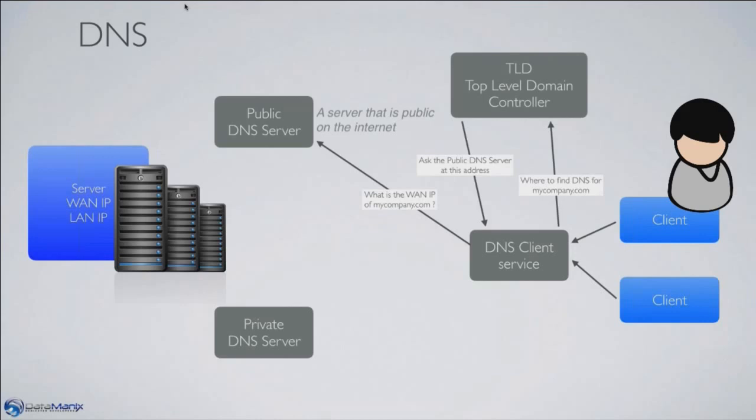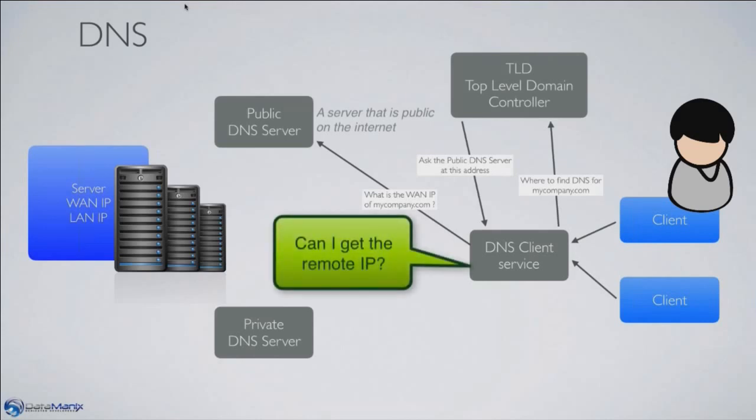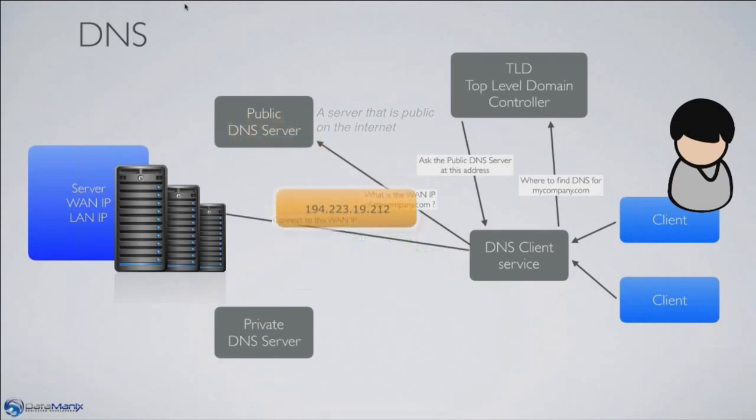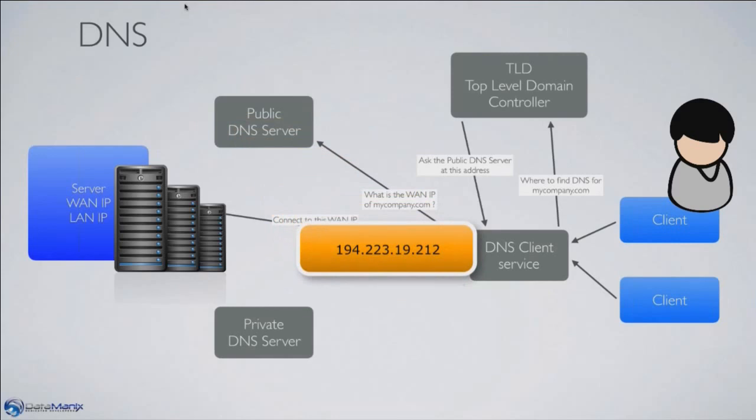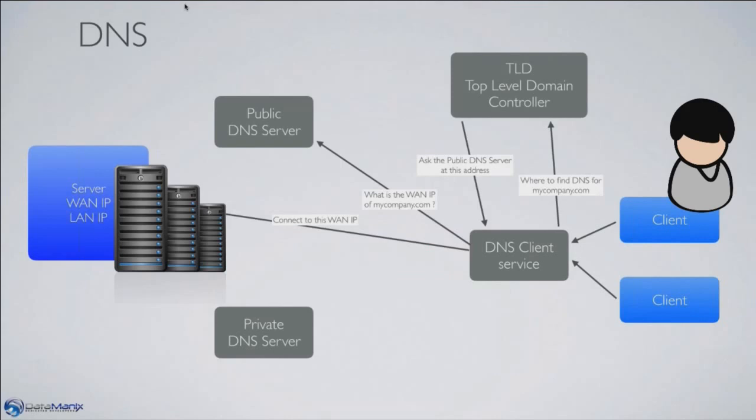And then the client service can ask the public DNS server, what is the WAN IP of mycompany.com? And then it gets a response with the IP address, so the client can connect to the WAN IP. So this is actually the basic steps for connecting to a server via domain name.